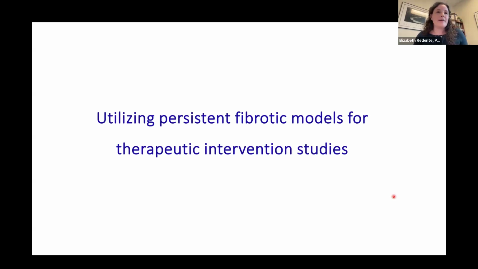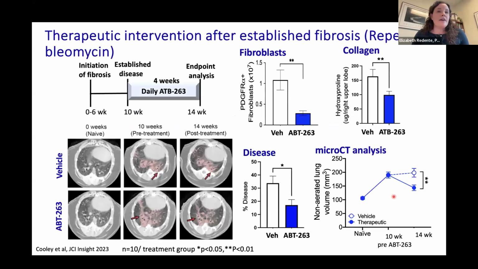But coming back to this idea at the beginning with Martin Kolb's work and the idea of the appropriate therapeutic window, I just wanted to show 2 examples of where we've used our persistent fibrotic models for therapeutic intervention studies. So the first is after established fibrosis using the repetitive bleomycin model. This is work published by Joe Cooley last year, I guess.